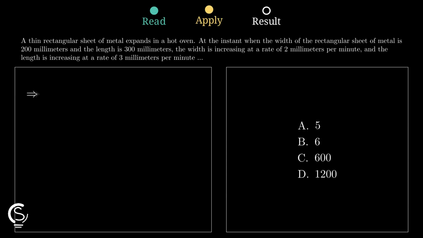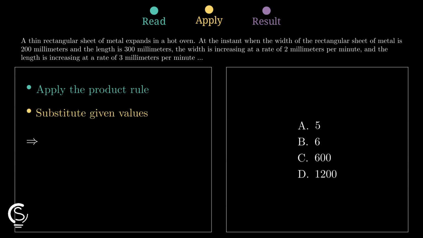Now we plug in our known values. The width is 200 and the length is 300. We also know the width grows at 2 and the length grows at 3. Multiply these to get 600 plus 600. Adding them gives 1200 square millimeters per minute, making option D the winner.